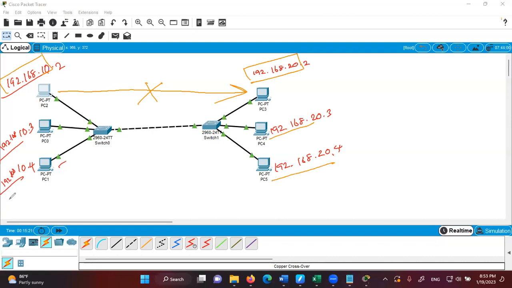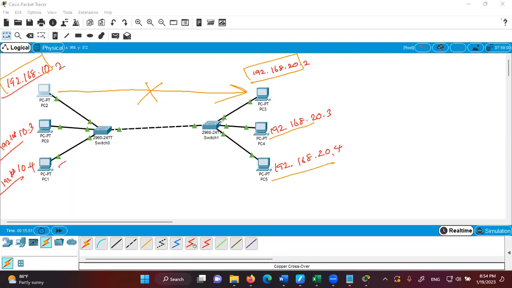So that means, to connect two computers which are connected via a switch, we call it a LAN. When connected through a switch, we have two rules. The network part of the IP address must be same to communicate between two computers, right?